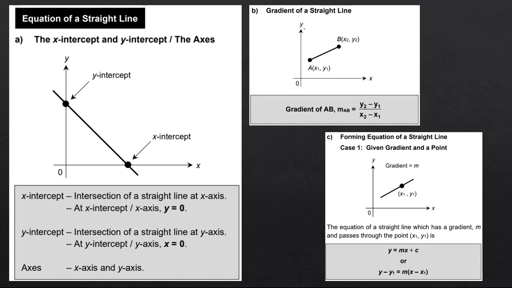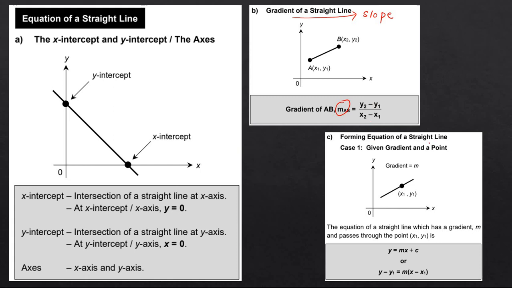So how to find the gradient? Gradient, or sometimes we call it slope. Let's say you have point A with coordinates x1, y1, and point B with coordinates x2, y2. To find the gradient of AB, or slope, where we use m as the symbol for slope and gradient: m equals y2 minus y1 over x2 minus x1. So y over x. Don't do it the other way around. Must be y over x.